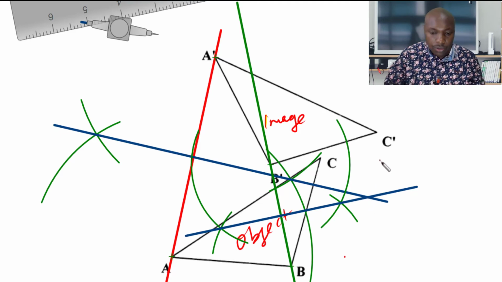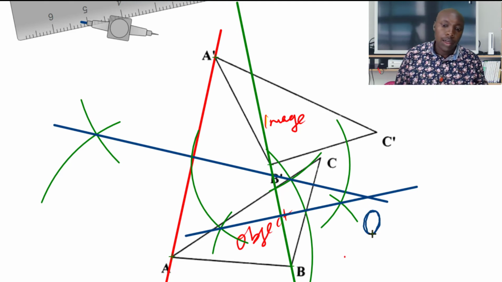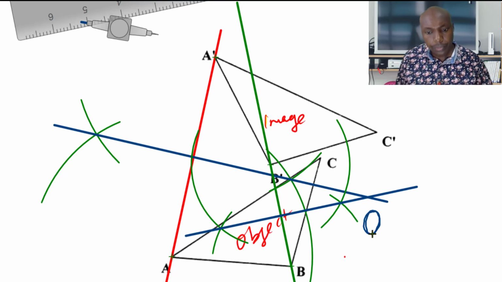So you just need to indicate this is a point O. That is point O, and that is basically what you're supposed to do.